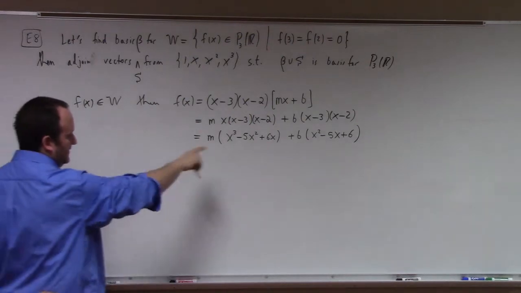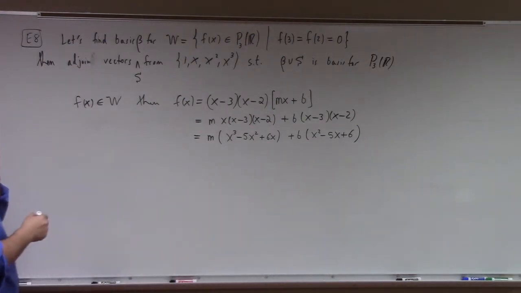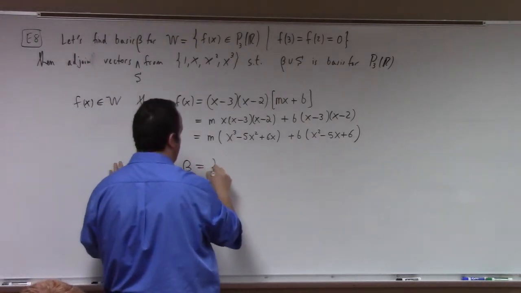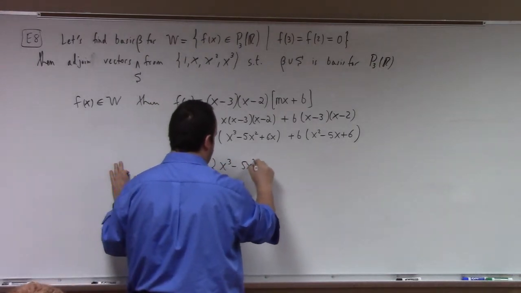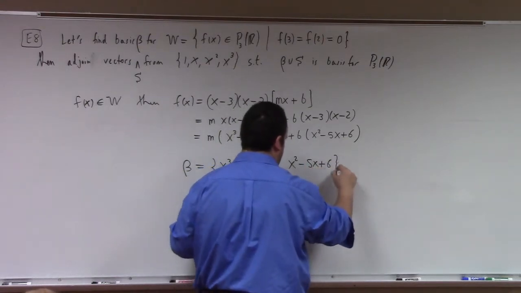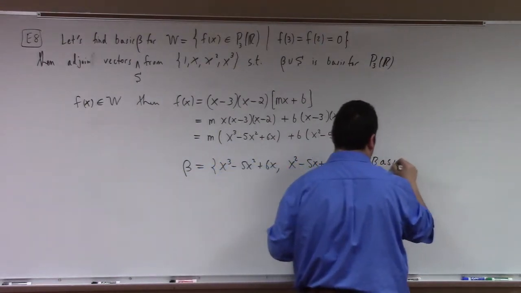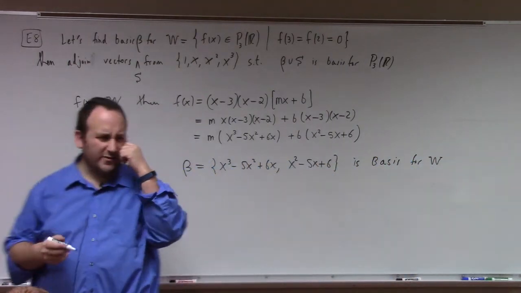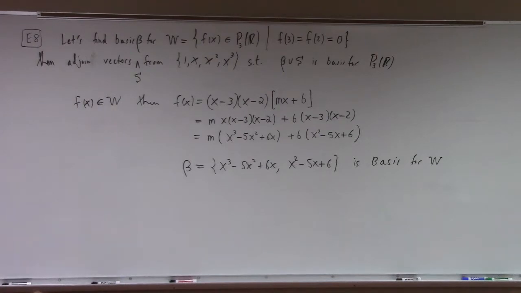So these are linearly independent, right? Why are those linearly independent? In other words, I'm claiming beta, x cubed minus 5x squared plus 6x and x squared minus 5x plus 6, is a basis for W. That's clear. How do I know that those are linearly independent? That set is linearly independent. I think it's clear that the second one is not a multiple of the first, or vice versa.